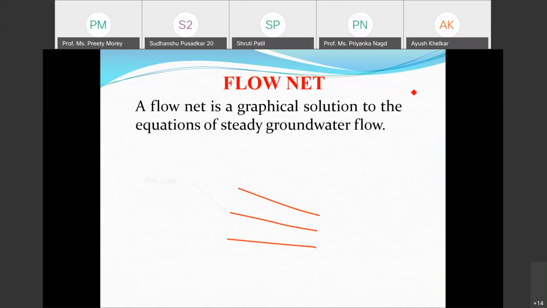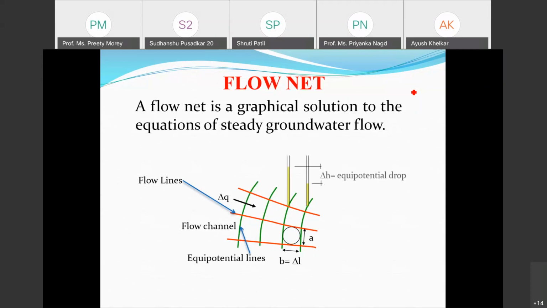These are, say, the flow lines. The flow lines and equipotential lines are perpendicular to each other. The channel between two flow lines is the flow channel. Delta Q is the discharge flowing through these channels, and these are the equipotential lines, which are perpendicular to the flow. If I am able to measure the potential drop, or the head loss, between two equipotential lines, I will be able to measure the quantity of water flowing through it.